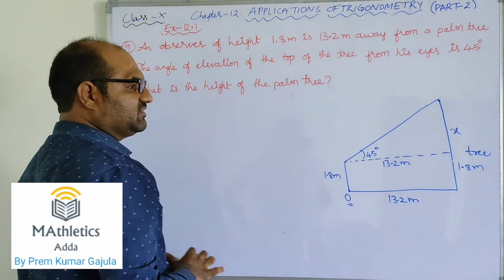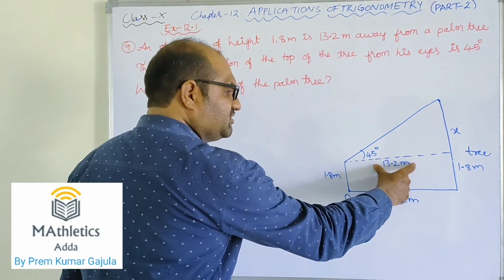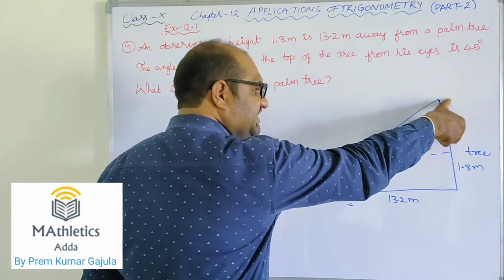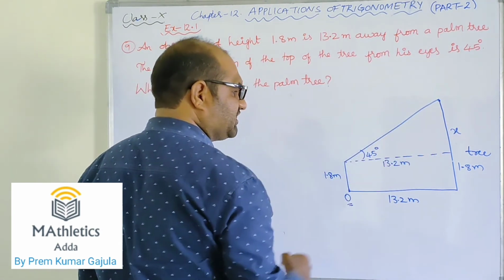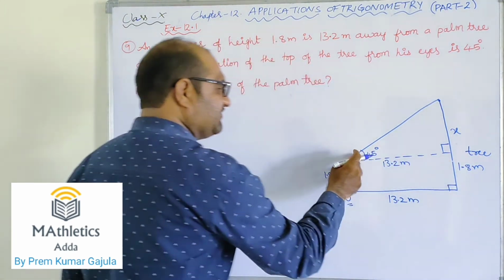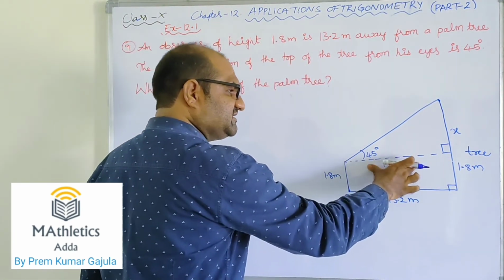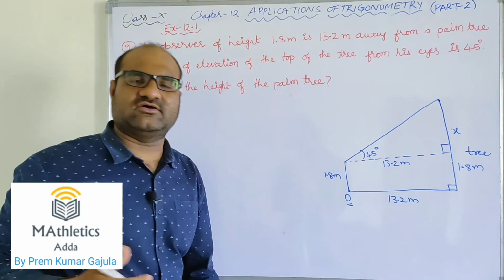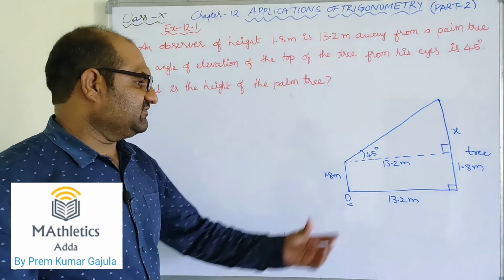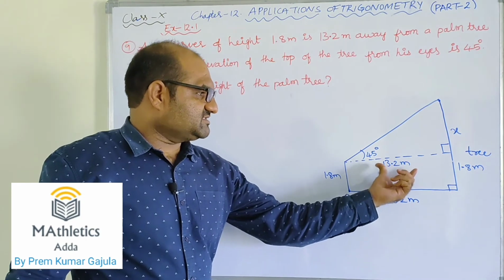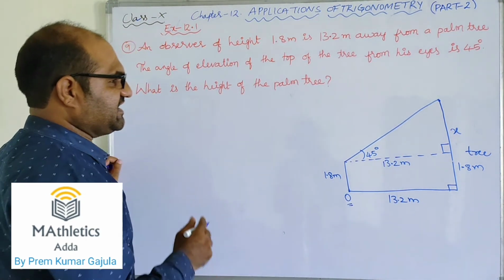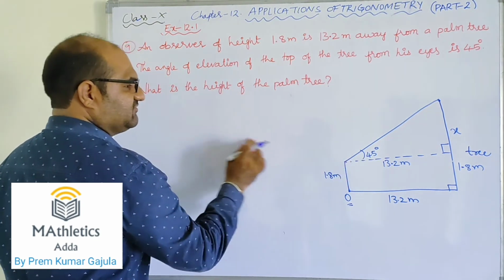So now here if you look carefully, 13.2 is the adjacent side of 45 degrees, and this x side is the opposite side of this 45 degrees. Okay, and we have the angle also. So here adjacent and opposite. So what is the trigonometric ratio in which we have this adjacent side and opposite side? What is that? Yeah, very good. That is tan.